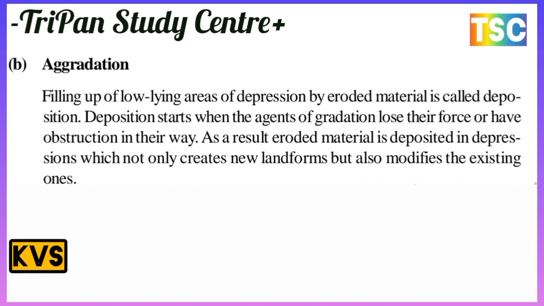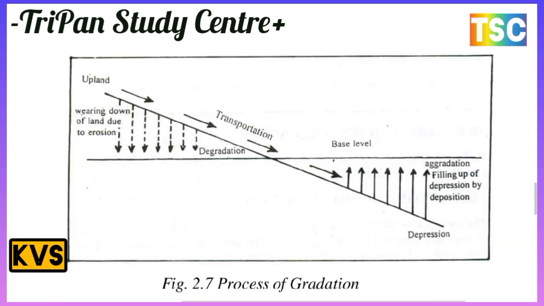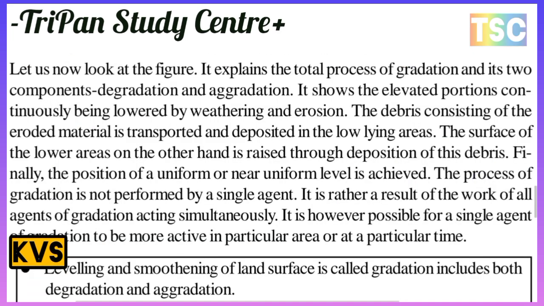Look at the figure. It shows the process of gradation. It shows the upland being worn down due to erosion, which is degradation and transportation, down to the base level, and the depression here is filled up by deposition, which is aggradation. These are the two processes shown in this picture. The figure explains the total process of gradation, and it has two components, degradation and aggradation. This is most important. The difference is only D and AG.